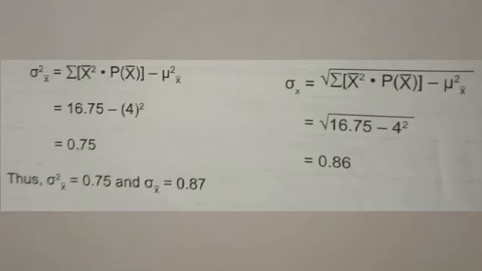If we are going to find the variance of the sampling distribution of the sample means, we use this formula, and this comes up to 16.75 minus 4 quantity squared. So you have here 0.75. And then, for the standard deviation, get the square root. So we have here 0.86. Thus, the variance of our sampling distribution of the sample means is 0.75, and the standard deviation of our sampling distribution of the sample means is 0.87.